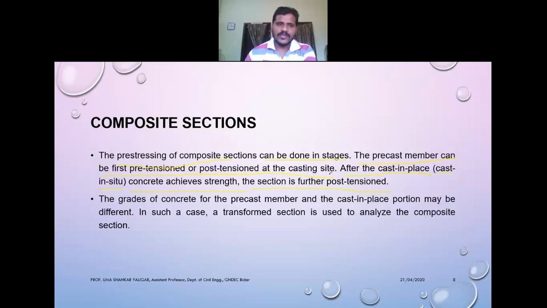Then the grades of concrete for the precast member and the cast in place portion may be different. There may be different grades of concrete for both your web portion and also your top flange portion. In such a case, the transformed section is used to analyze the composite section.